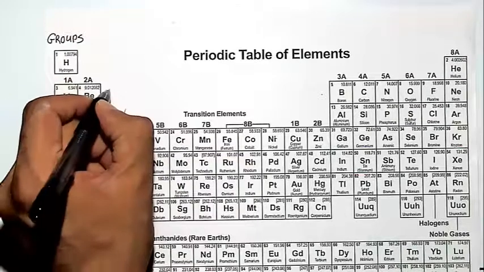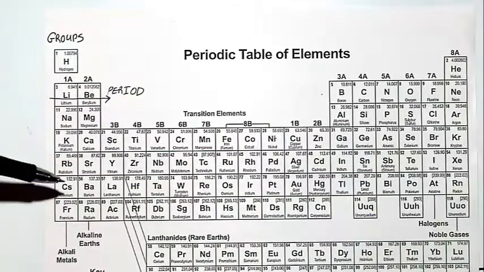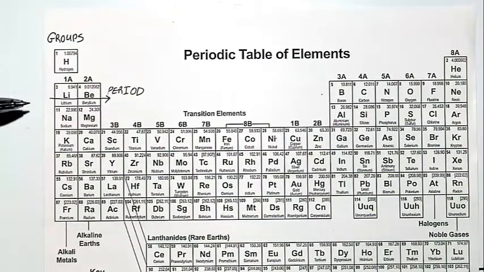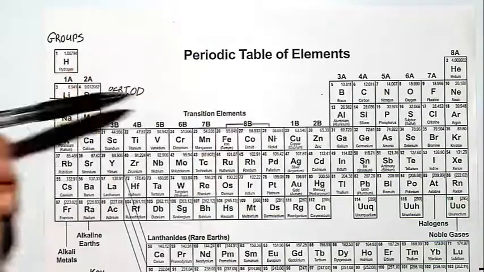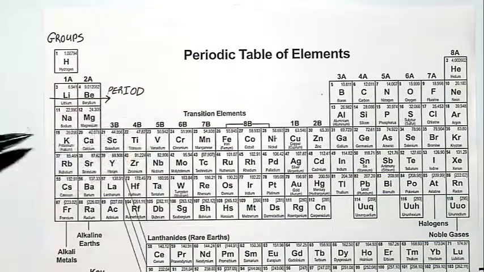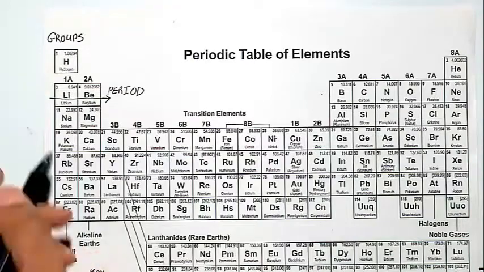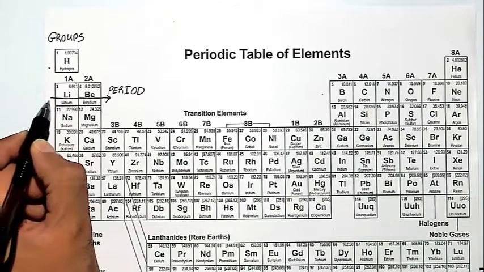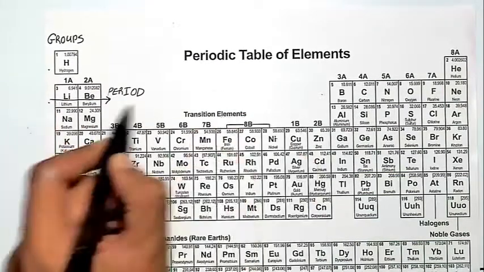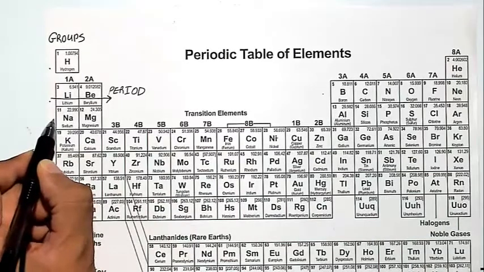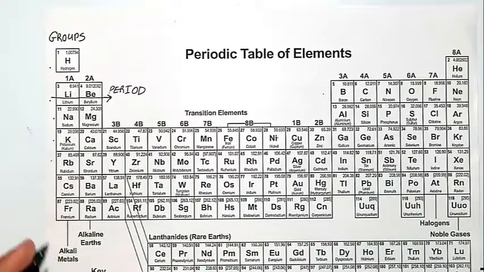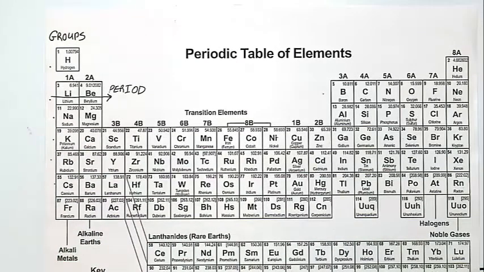That's called a period. So we can have group 1, and then we would have a period that goes from left to right. It runs horizontal. This would be period 1. This would be period 2, going left to right. This would be period 3, 4, 5, 6, and 7. So up and down the columns is called a group. Left and right, horizontally, is called a period.